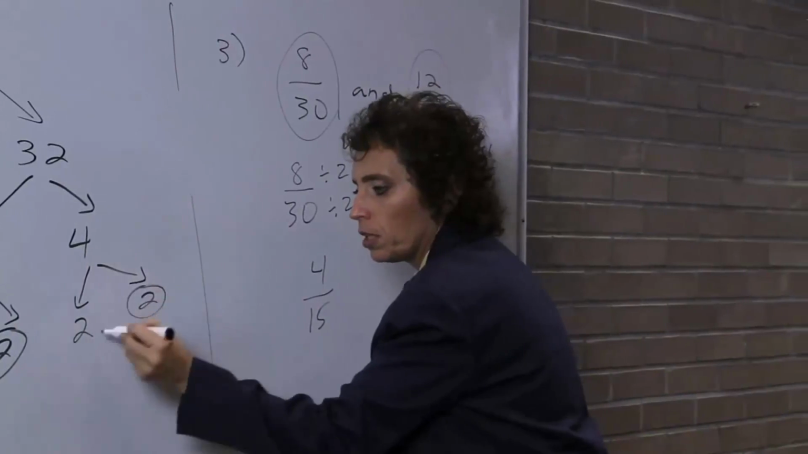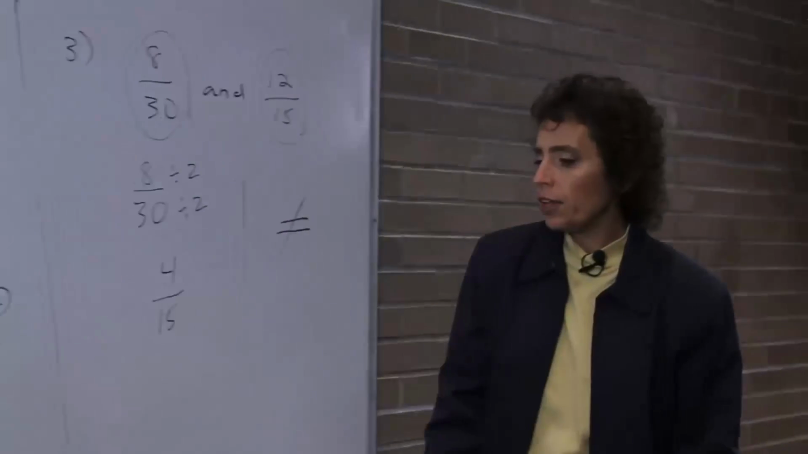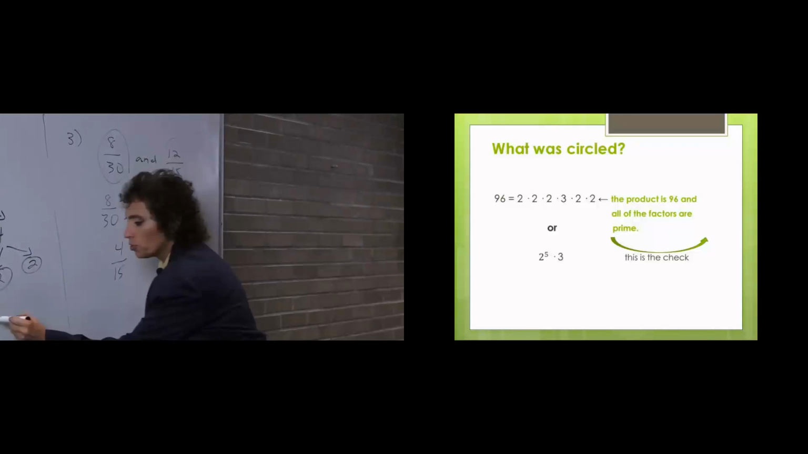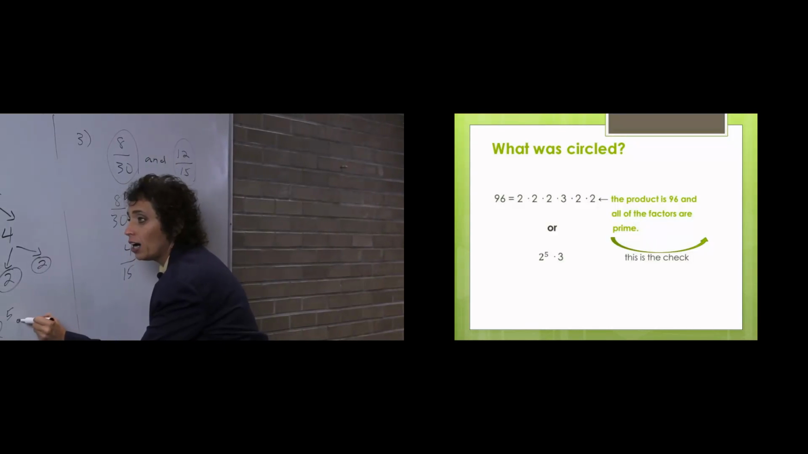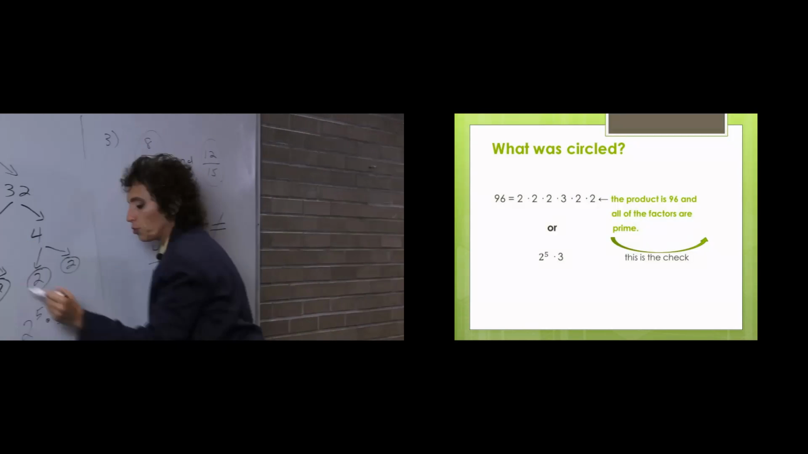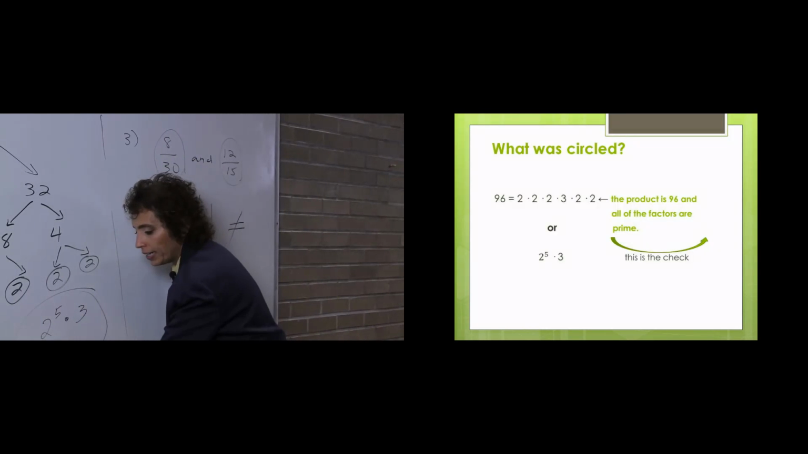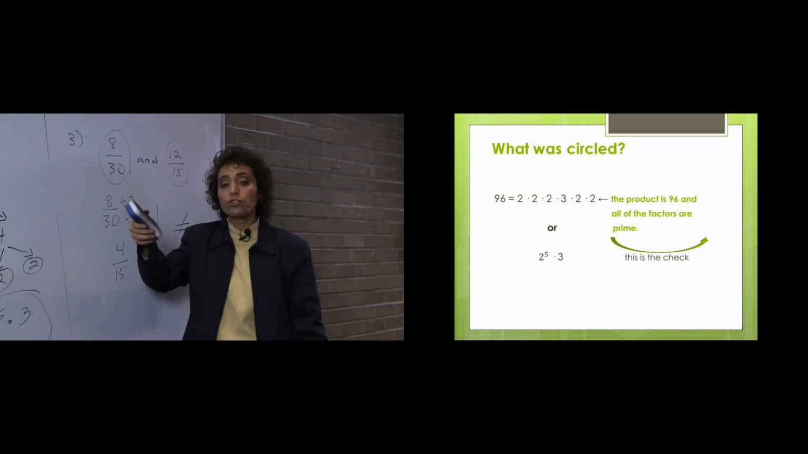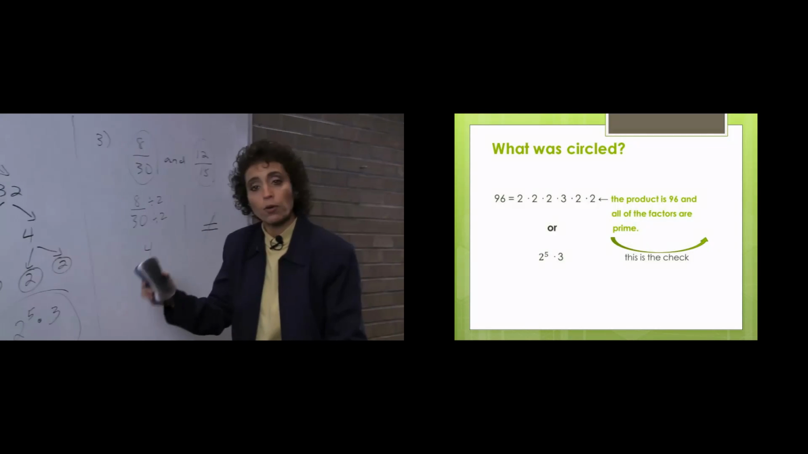So it doesn't matter how you do it. Now I'm going to count out my 2's. 1, 2, 3, 4, 5 2's. So that's 2 to the 5th power times 3. Don't forget your 3. And that is 96. And that is the answer to what you see on your screen as well: 2 to the 5th power times 3.